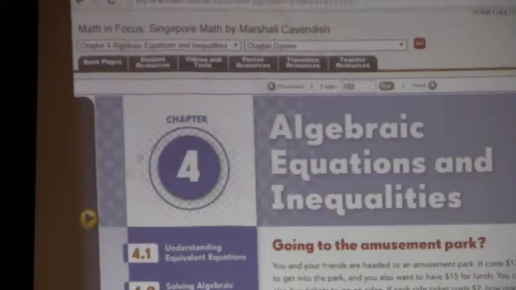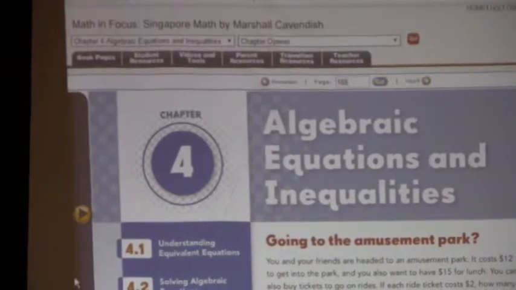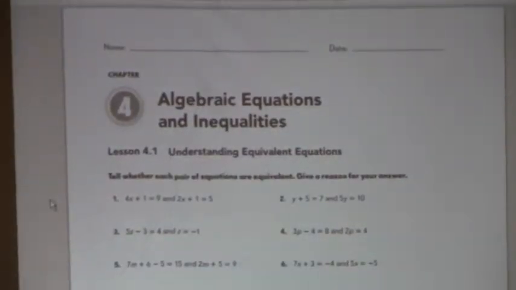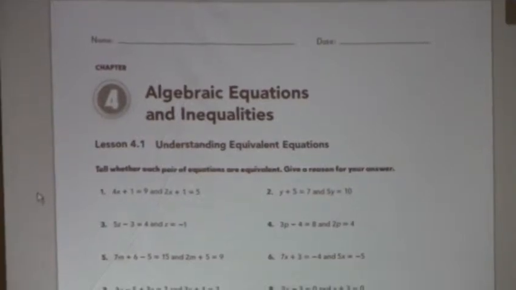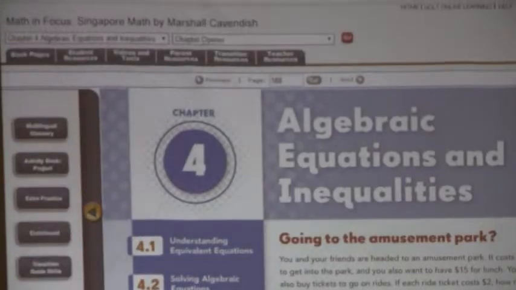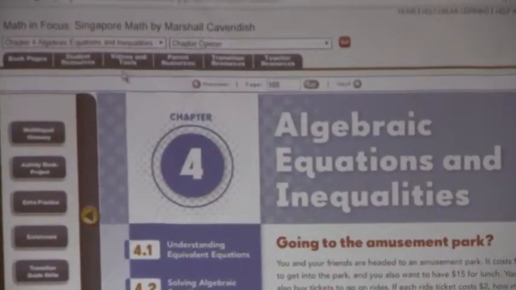So this will open the text. This is chapter 4 of grade 7. If your student clicked over here and goes to the extra practice page, it's like a worksheet that goes along with that chapter. So this is just some of the online components. And again, this is middle school. There are some parent resources.